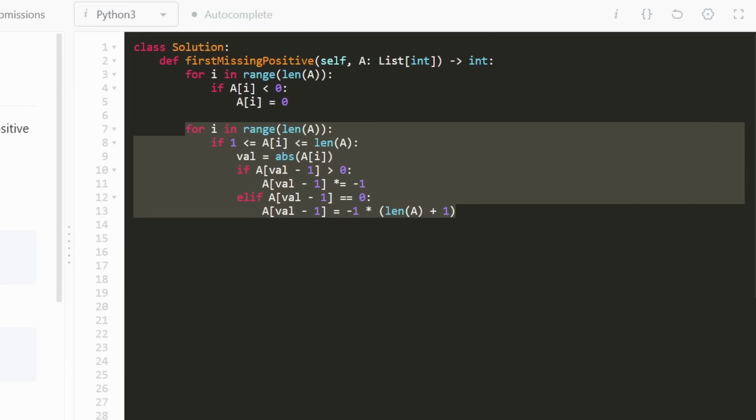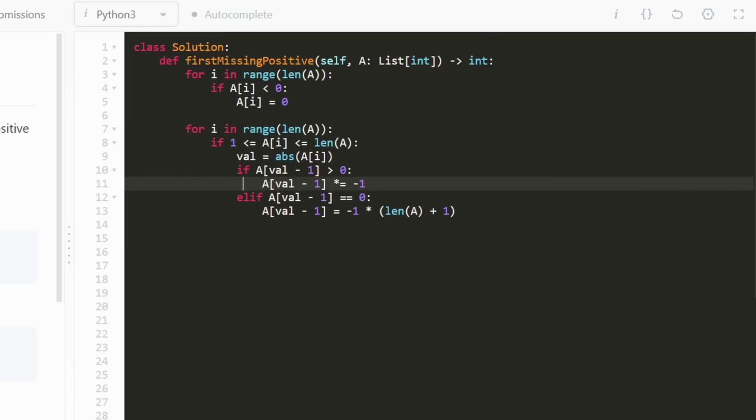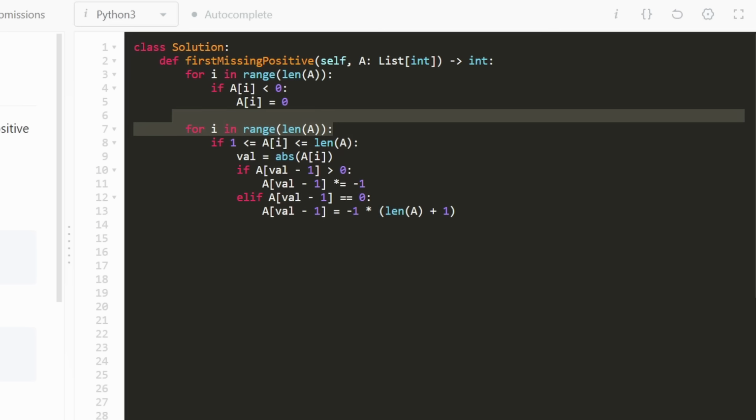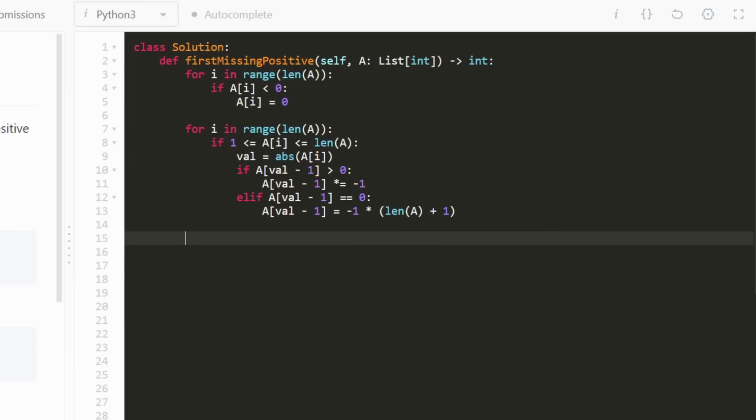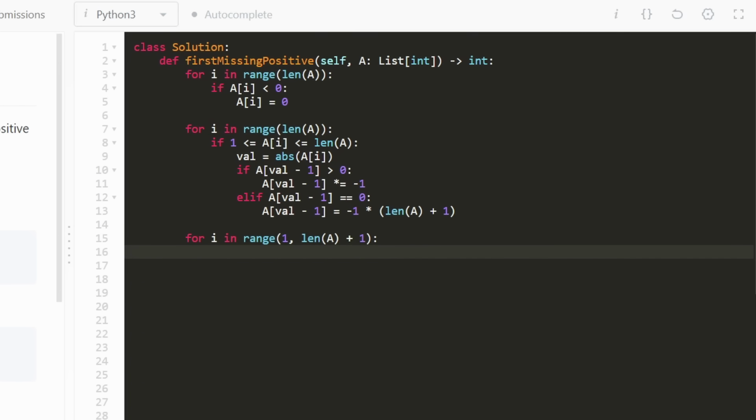So once this loop is done, we have basically, instead of using a hash set, we basically used our input array to mark which values between the range 1 to the length of the input array do appear in this array. So now we actually want to determine what the solution is. So I'm going to say for I in range from 1 to the length of the input array plus 1. Now we want to know if I does not exist in the input array. How do we know that? If A at index I minus 1, remember, so for any value, we're subtracting it by 1 to correspond to the index. So if this happens to be negative, that means this value does appear.